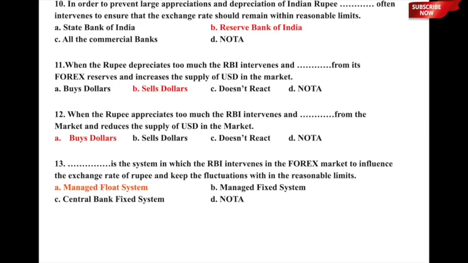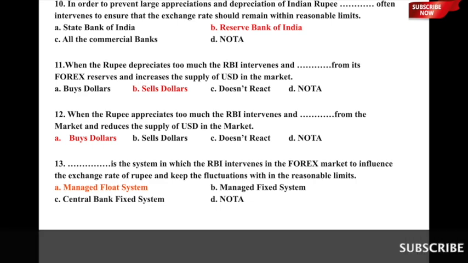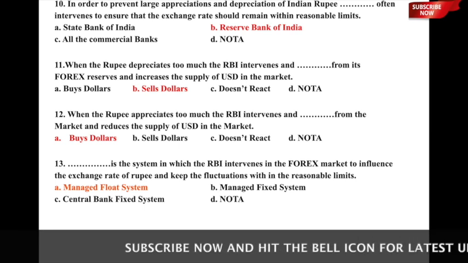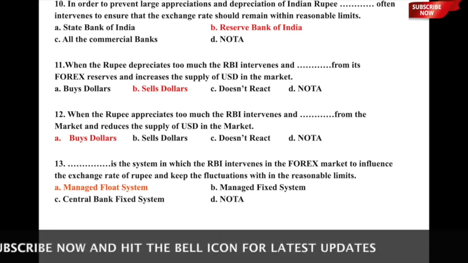Let us now move to question number 10. In order to prevent large appreciations and depreciations of Indian rupee, dash often intervenes to ensure that the exchange rate should remain within reasonable limits. So in order to avoid the volatility in exchange rates, someone intervenes to make sure that the exchange rate remains within that reasonable limit set by them. Whether that entity is A, State Bank of India, B, Reserve Bank of India, C, all the commercial banks together, or D, none of the above.